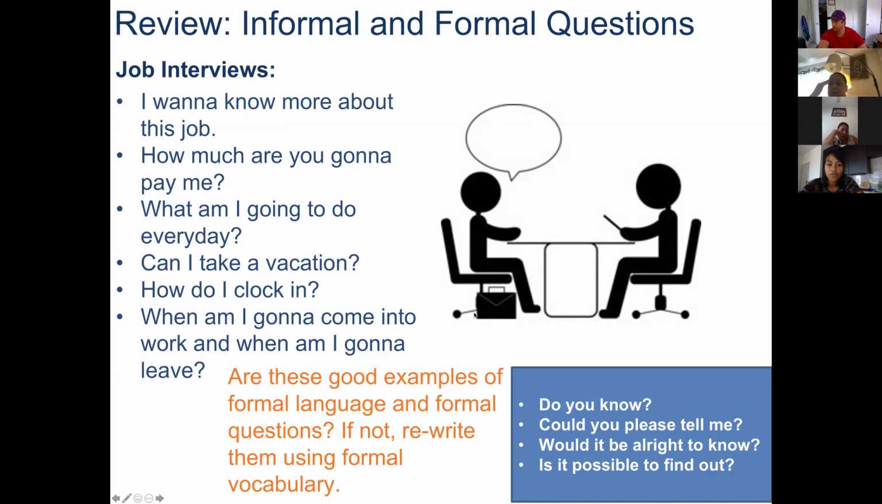How do I clock in? Do you know what time do I clock in? Well, that kind of changes it to a different question. So the question is, how do I clock in? You could say, do you know how to clock in, or do you know how I can clock in? Or is it possible to find out? Clock in and check when you came to the job. Yeah, but because the question is how, you used the word when, so you changed the question. That's a different question than how. Okay. Yeah. Good.